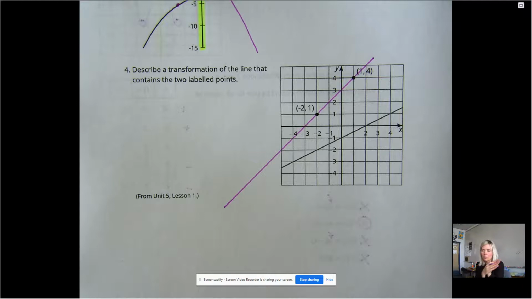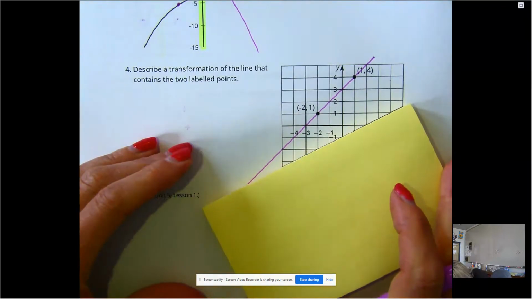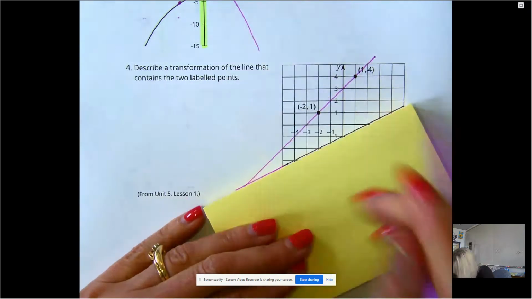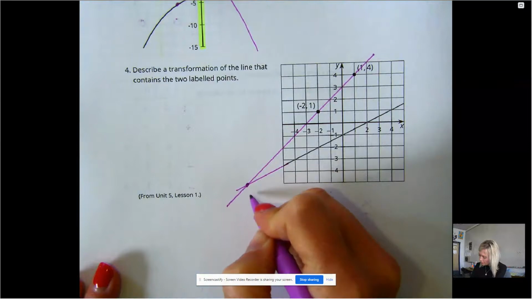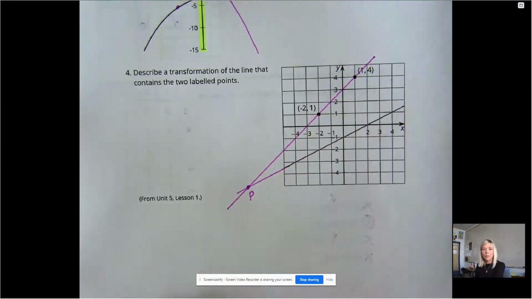They'd have the same slope if it was going to be a horizontal and vertical shift, or I should say vertical shift, they'd have the same slope. And so one thing we could do is extend and see where these lines cross, and it's going to be off the graph down there. And if I labeled this point P, then I could say rotate about point P until you meet up.